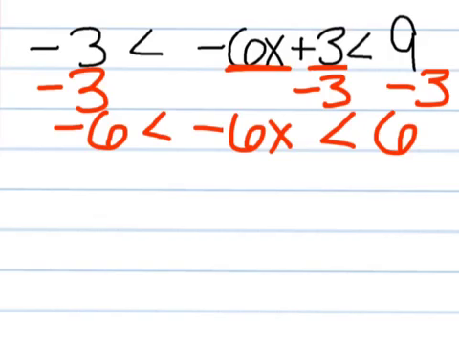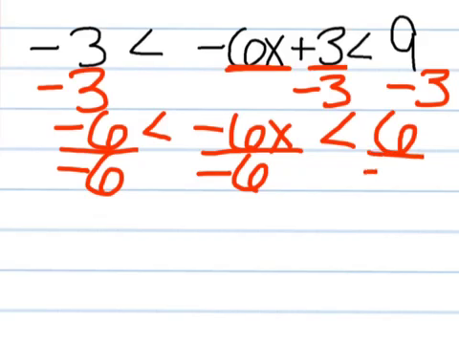Okay, we still have a negative 6 in front of our x. Now to get rid of a coefficient, what do we do? Divide. We divide, so we're dividing by negative 6. If we do that in the middle, we need to do it to the left and to the right. When we divide by a negative, what happens to our inequalities? They flip, so we're going to be flipping both inequalities.